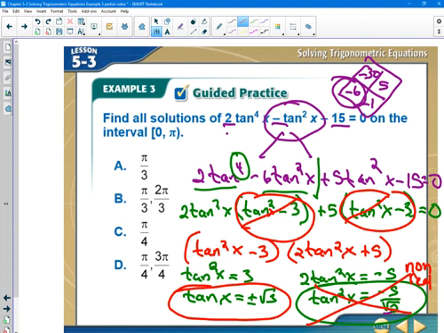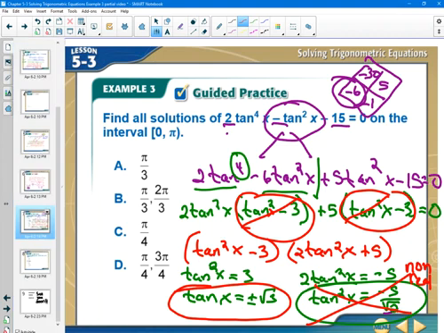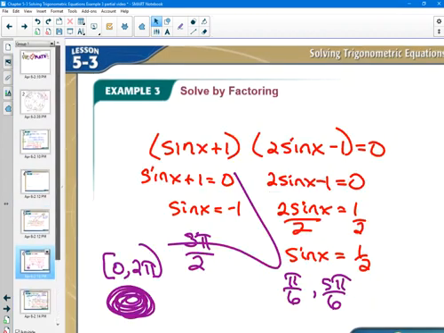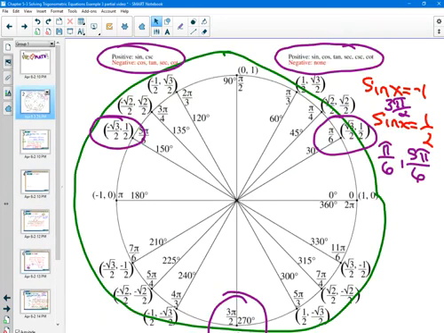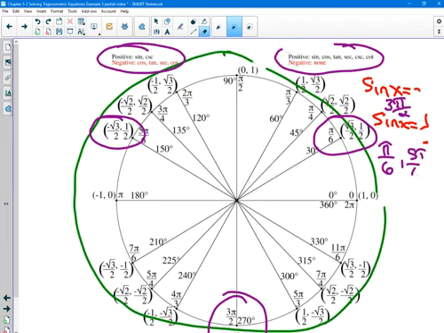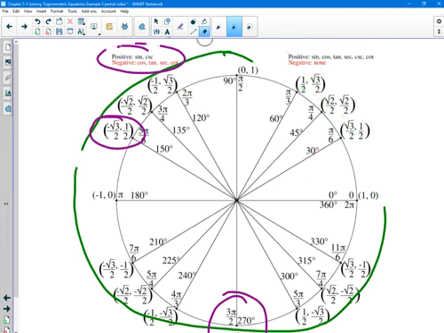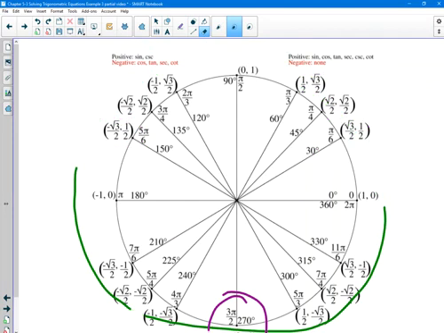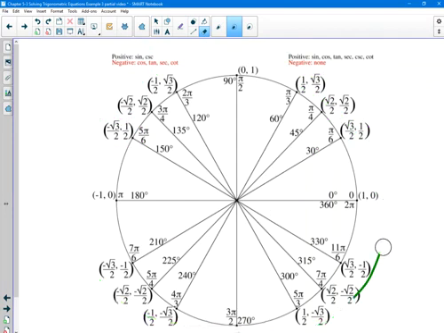So let's go back to our unit circle. Ooh, got some erasing to do. Hang on. Okay. Gone. Gone. Gone. Okay. Oops. And gone.